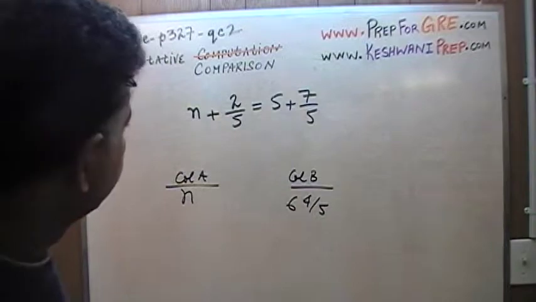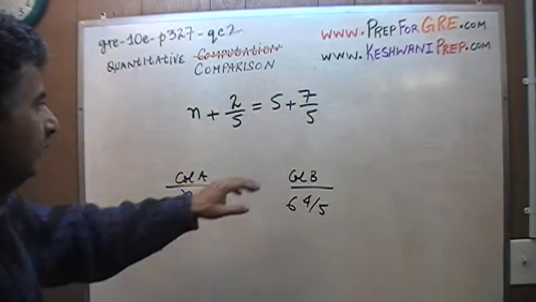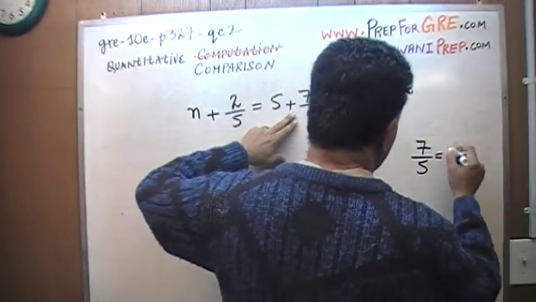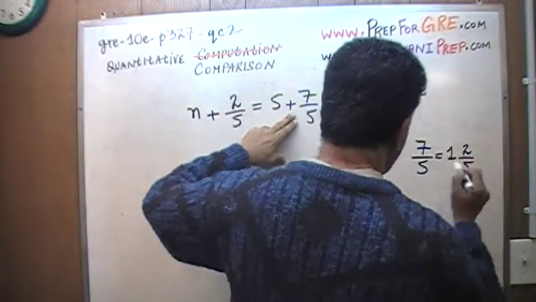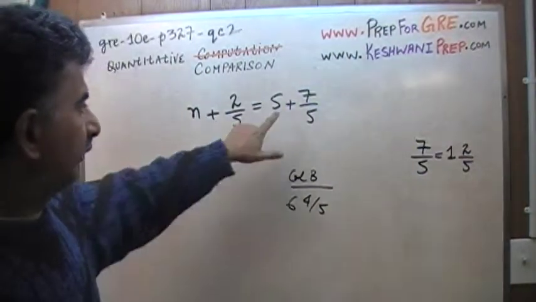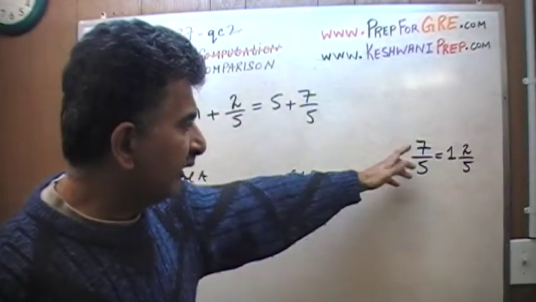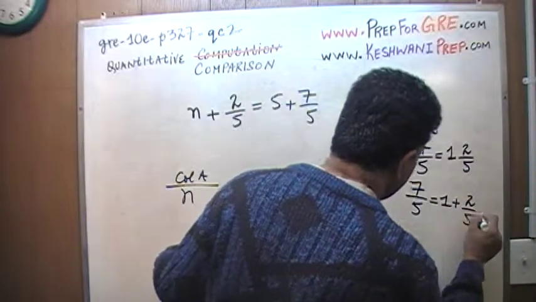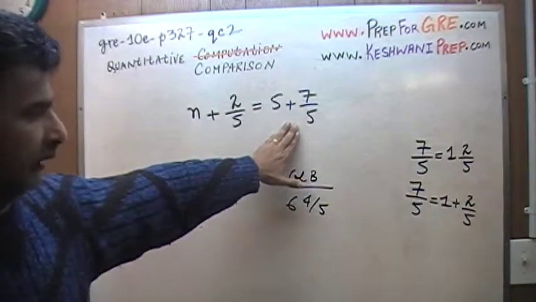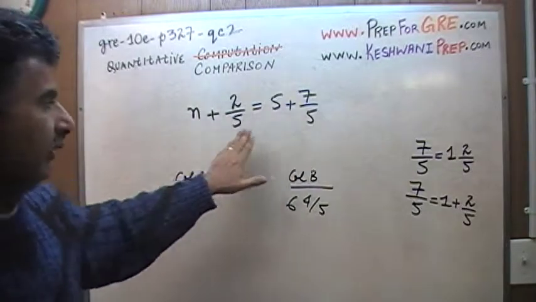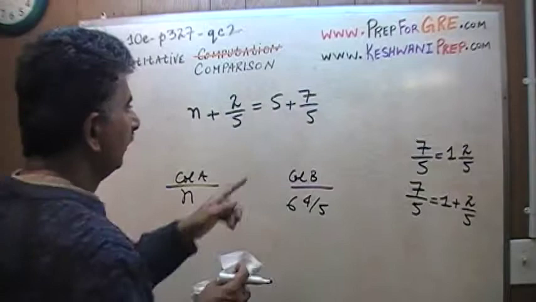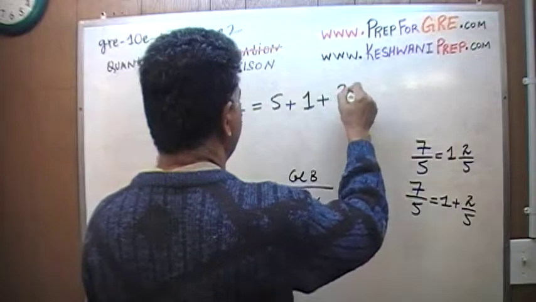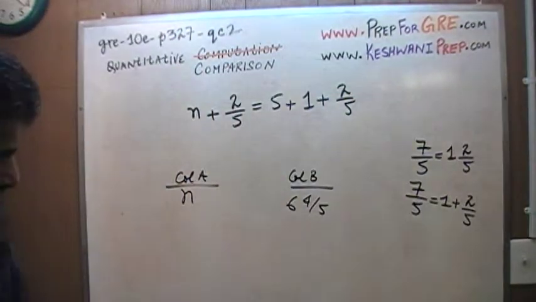Let's see what we can do. Well, the very first thing we're going to do here is, this thing is 7 over 5. 7 over 5, we can write that as 1 and 2/5, because 5 over 5 is 1, so 1 and 2/5. So we're going to substitute 7 over 5, and write that as 1 plus 2/5. Why do we want 1 plus 2/5? Because here we have 2/5, then we can subtract 2/5 from both sides and get rid of it. So 7 over 5, we're going to substitute this quantity right here: 1 plus 2/5. Now, we have 2/5 on both sides.